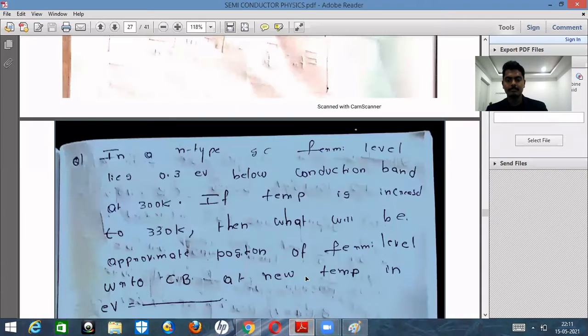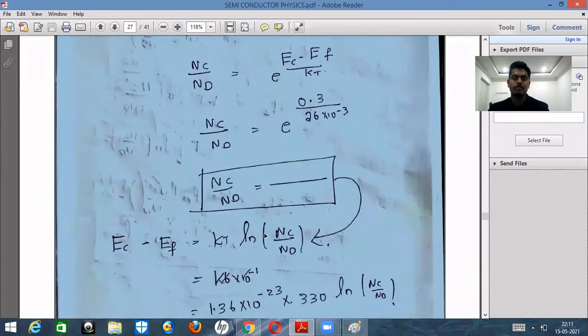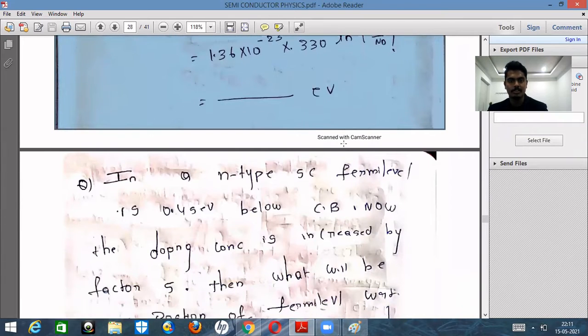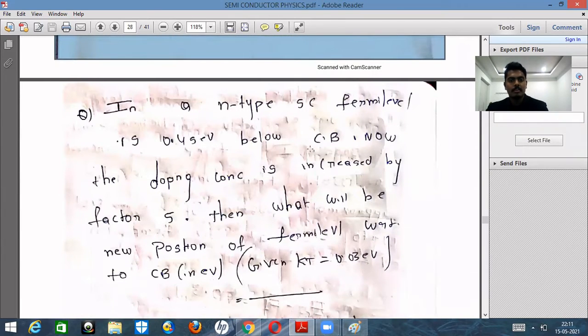Okay, so simply a simple problem. The analysis we have already done, so I have left the calculation for you. You can easily do it. So coming on to the second problem.